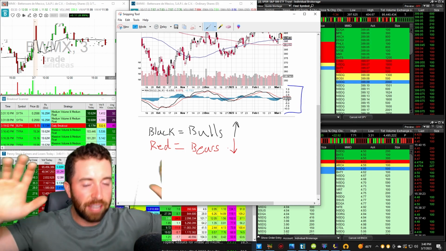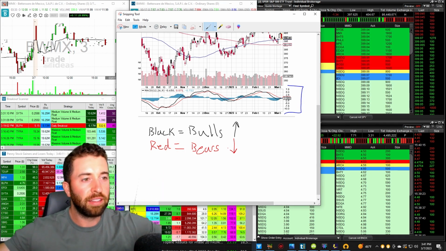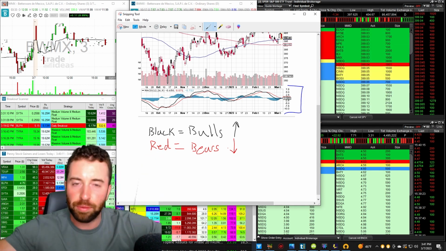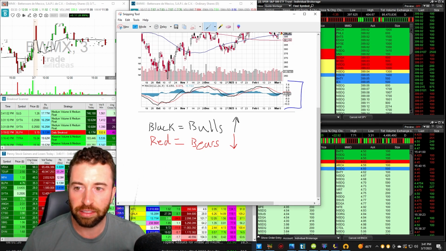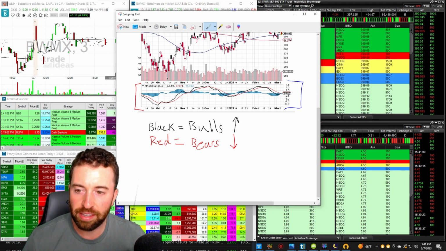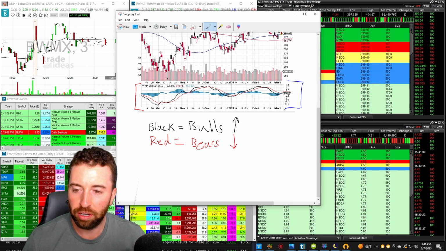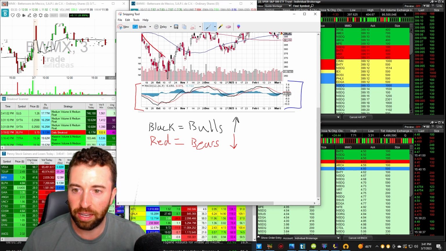Whoever is on top has control, okay? Just like in wrestling, a lot of times if you're on top and you're pinning someone to the ground, you have control. So without even looking at the chart above, if I look at the MACD right here and I see that red is on top, who has control? The bears. Guess what's happening in the stock? The red is on top.